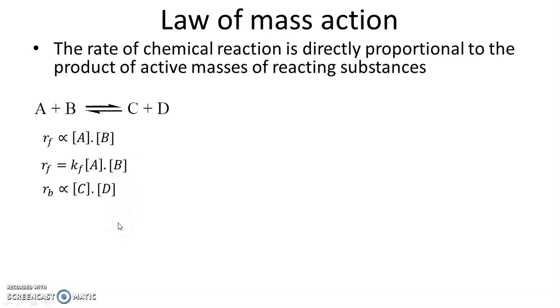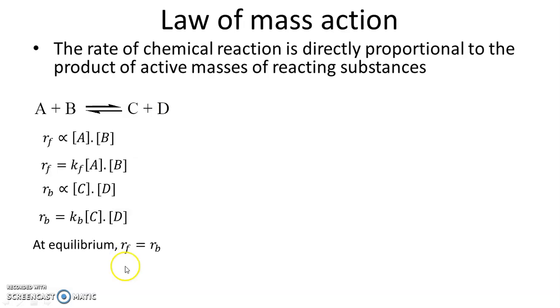Similarly, for the reverse reaction, the rate of backward reaction, that is RB, is directly proportional to the molar concentrations of C and D, and therefore RB is equal to Kb, where Kb is the velocity constant or rate constant for the backward reaction, into the concentration of C into the concentration of D.